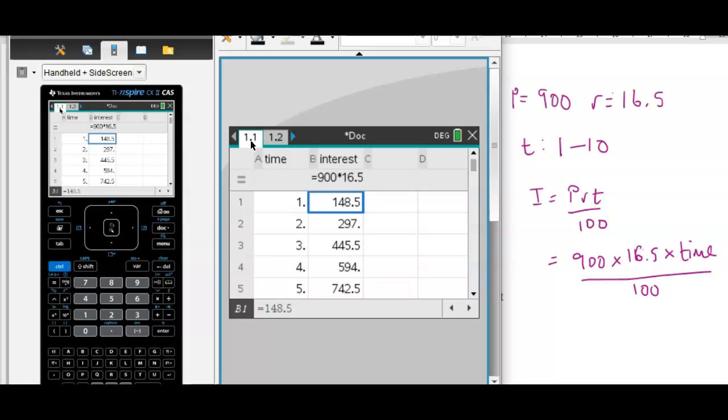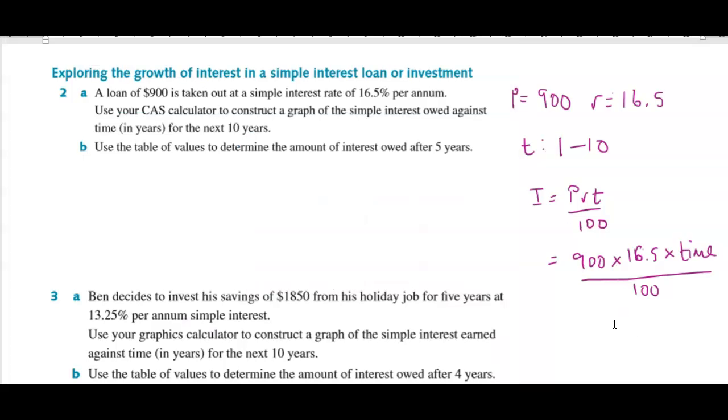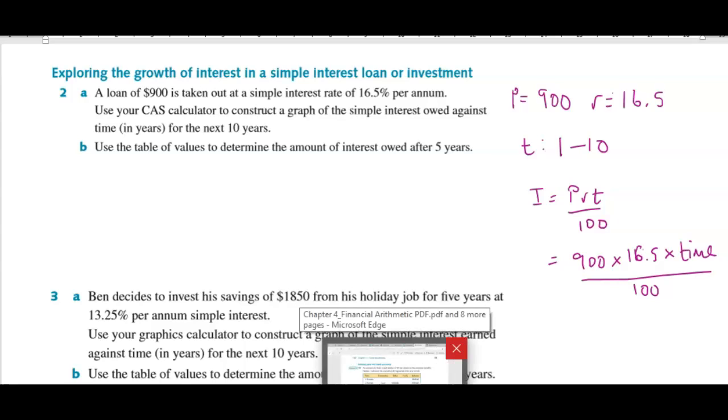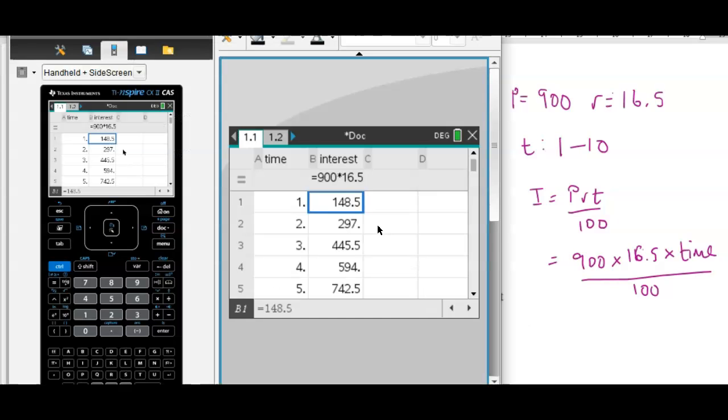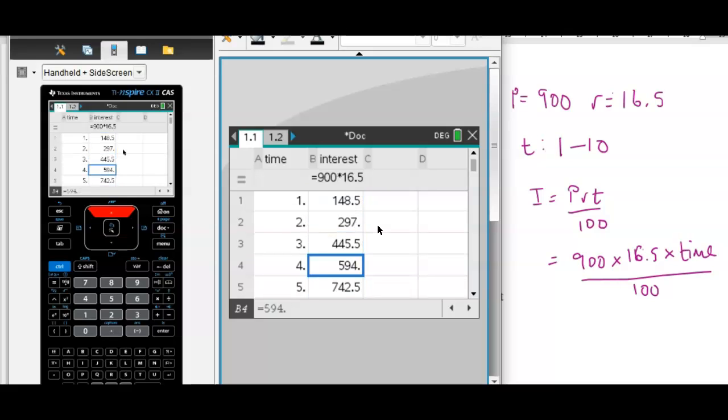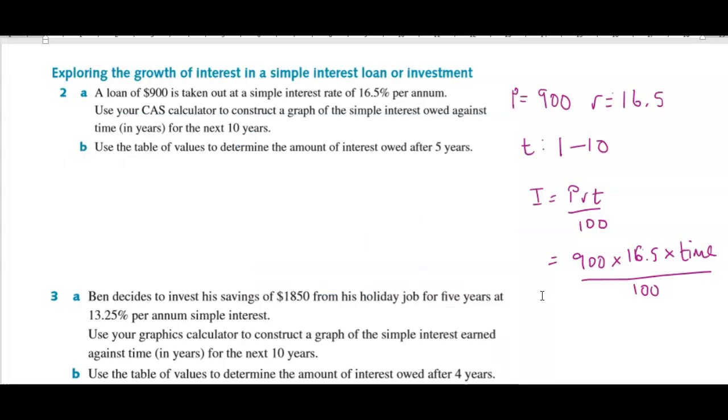Okay, so question B, if I just go back, use a table of values to determine the amount of interest owed after 5 years. If we go back to my table of values, we're just adding up. See how it's accumulating 148.50. So after 5 years, the amount of interest is $742.50. I'll write that down.